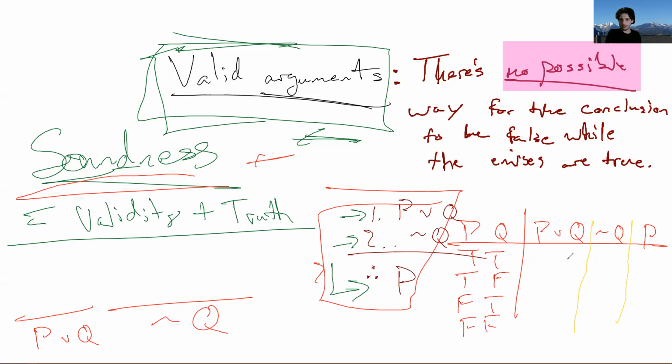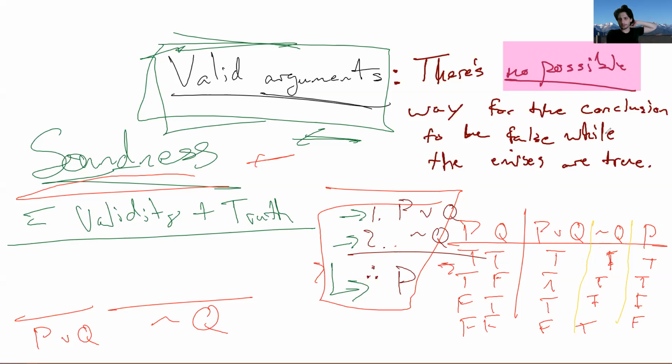So in this case, the or statement is true when either side is true. So we have true, true, true, false. The negation, we're just going to flip the values for Q. So false, true, false, true. And then P, it's just going to be whatever P was. True, true, false, false. So again, the idea is in the first world where P is true and Q is true, the statement P or Q is true, and the statement not Q is false, but the statement P is true. That's just reminding us how we translate things.